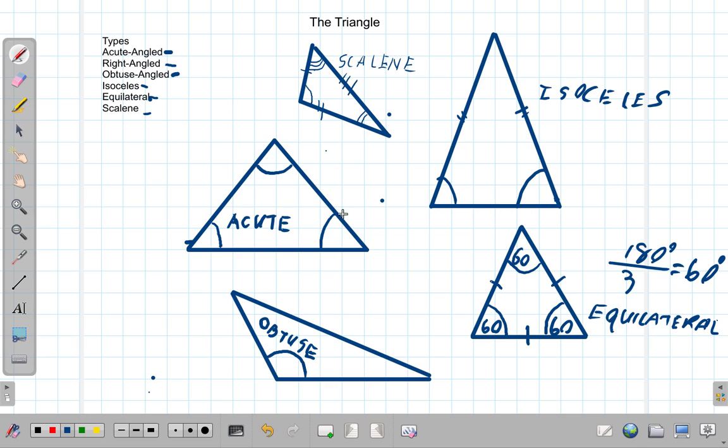Then we have our scalene triangle, where the three sides are different in length. No side is equal to each other in length. No angle is equal to each other. So those are the 6 types of triangles that we have.